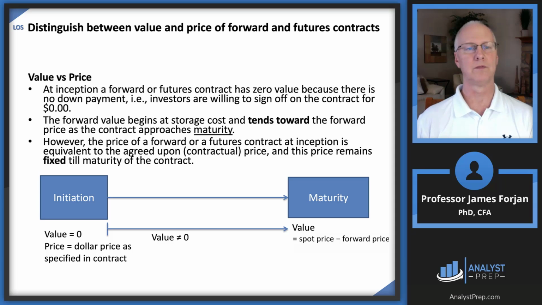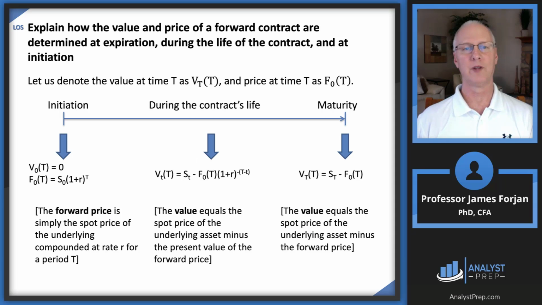And then throughout time, at the end, then the value and the price at the maturity date are going to equal each other. Here's a great LOS that should say compute the value and the price of the forward contract, but it just asks us to explain. So we're going to use a couple of formulas here, and then I have a good example. So at initiation, the value is set at 0.